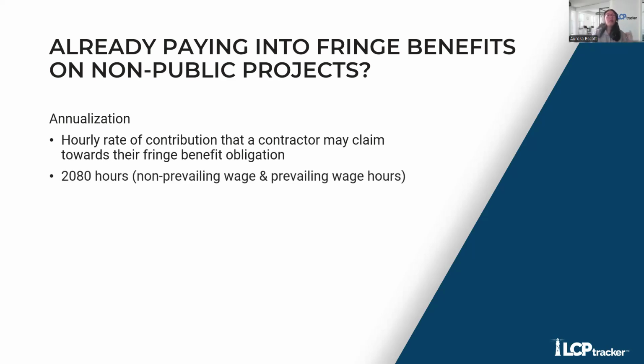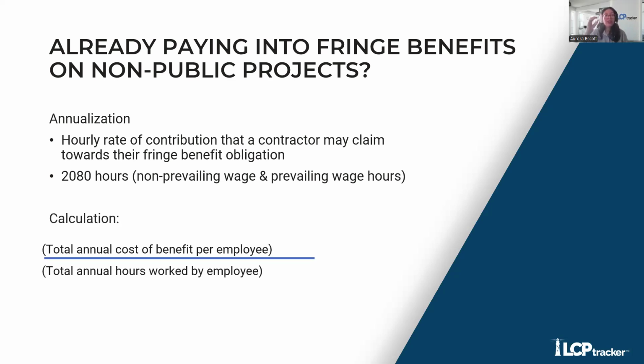Now, there are a couple of approved ways that the DOL recognizes to calculate annualization of fringe benefits that you're already paying into. But for simplicity's sake, I'm going to use the following example. Davis-Bacon is okay with you using 2,080 hours as the standard amount of hours that includes non-prevailing and prevailing wage hours together when calculating your hourly rate. So this is the calculation. Our numerator is the total cost of fringe benefits per employee.